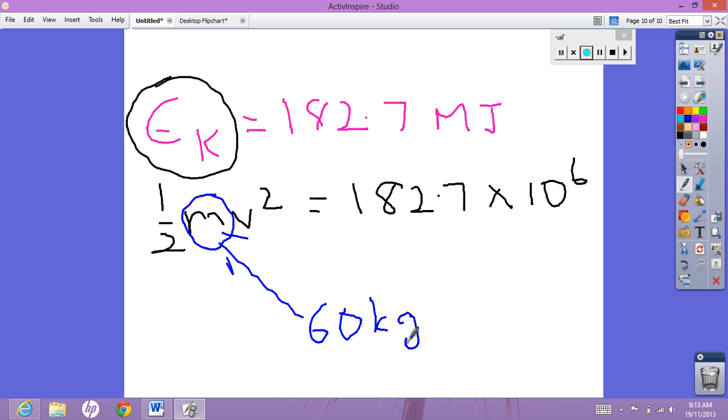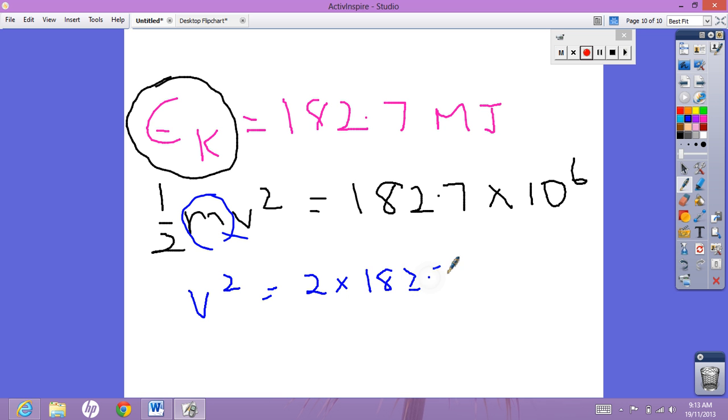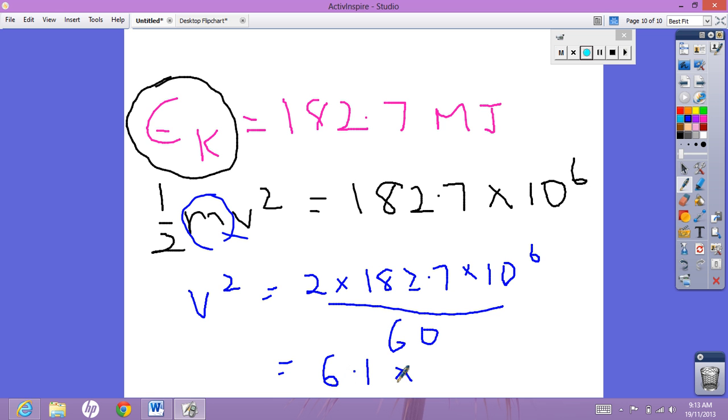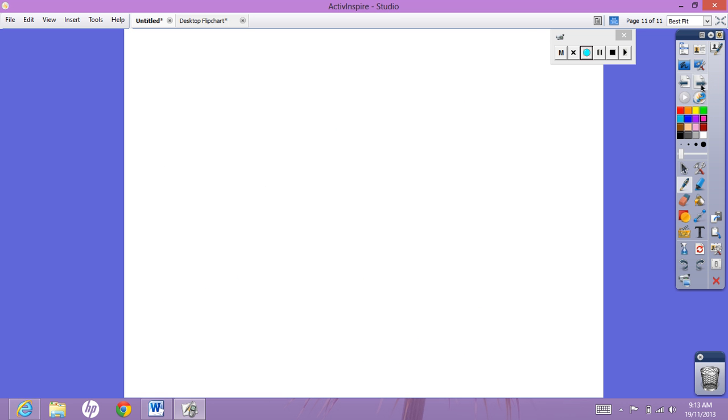So I will get v squared. I'm just rubbing that out so I've got room to move. I'll get v squared would equal 2 times 182.7 by 10 to the 6 divided by the mass, which is 60. And so doing a quick calculation on that, I'll times the value by 2 and divide by 60. I will get 6.1 by 10 to the 6th. Okay.